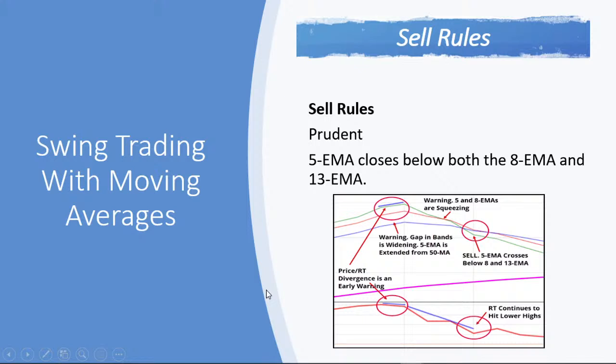Okay, so that's our buy rules. Again, we're going to look at a lot of charts in a moment. The sell rules, and this is for more of a prudent type of exit. We're going to look for the 5-day EMA to close below both the 8-day EMA and the 13-day EMA, and that happened here. Remember, the green line is the 5-day EMA, and it closed right in this area here.